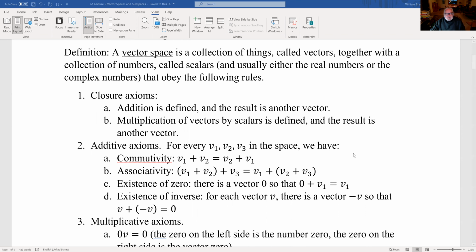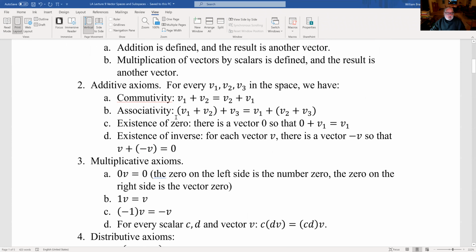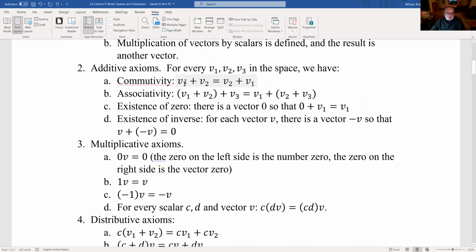But basically, we have a bunch of things called vectors and a bunch of numbers called scalars. Those are usually the real numbers or the complex numbers, and you have to have the following rules. Two vectors can be added together to get another vector. A vector can be multiplied by a constant and you get another vector. So additive axioms, you have commutativity, you can have associativity, right? The order that you add things doesn't matter.